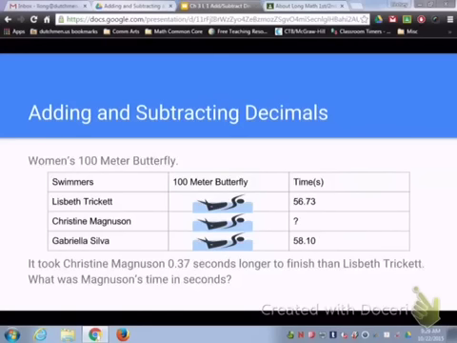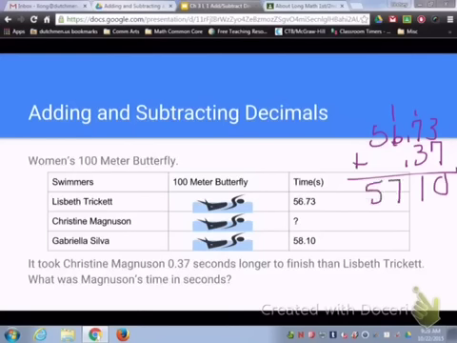So we would take 56 and 73 hundredths plus, lining up our decimals, 37 hundredths. Then we would add 3 plus 7 gives us 10, carry the 1. 7 plus 3 gives us 10, plus the 1 is 11, so carry our 1. 6 plus 1 is 7, and 5 plus nothing is 5. And then we bring our decimals straight down, so our answer would be 57 and 10 hundredths.